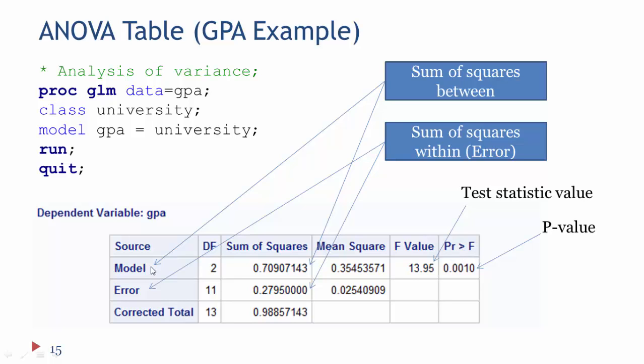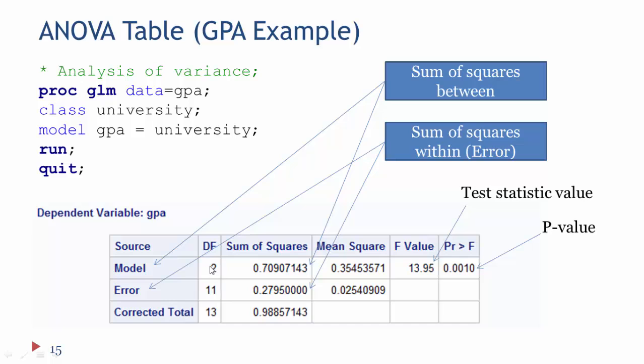Okay, so the model as the source of variation is actually the sum of squares between. So between means the between group, the between university. Okay, and then the error is the sum of squares within. Okay, and these are the sum of squares that have been calculated from the data, and then the mean squares are basically you divide the sum of squares by the degrees of freedom.